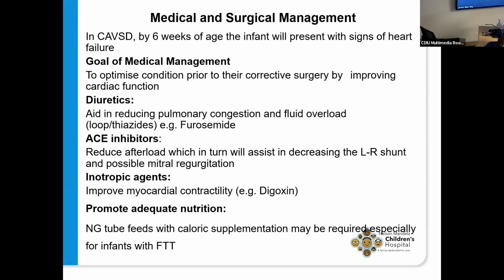ACE inhibitors are also used to reduce the afterload, which in turn will assist in decreasing the left to right shunt and the possible mitral regurgitation, which can occur. Inotropic agents such as digoxin are used to improve the myocardial contractility, and the infant would be given NG tube feeds and caloric supplementation in order to promote adequate nutrition, especially if they have failure to thrive.